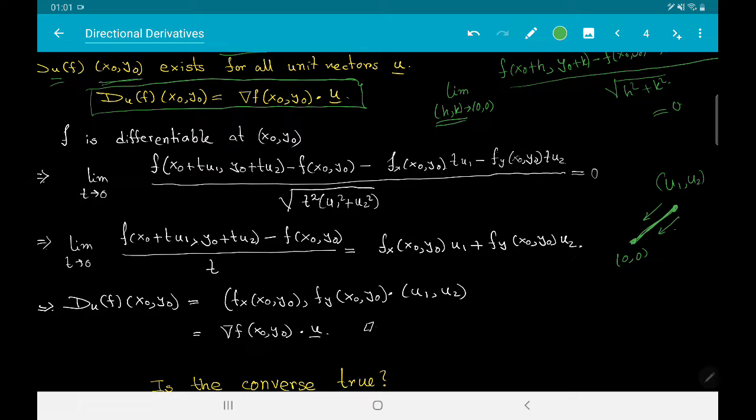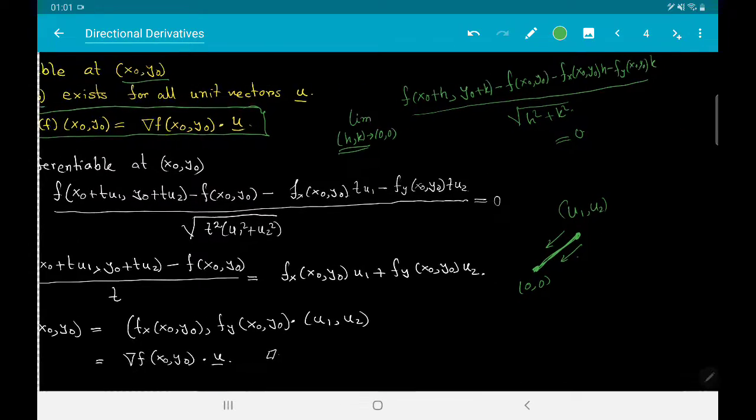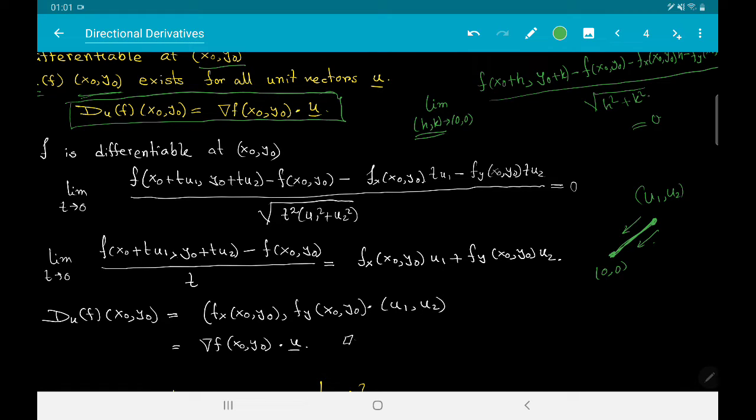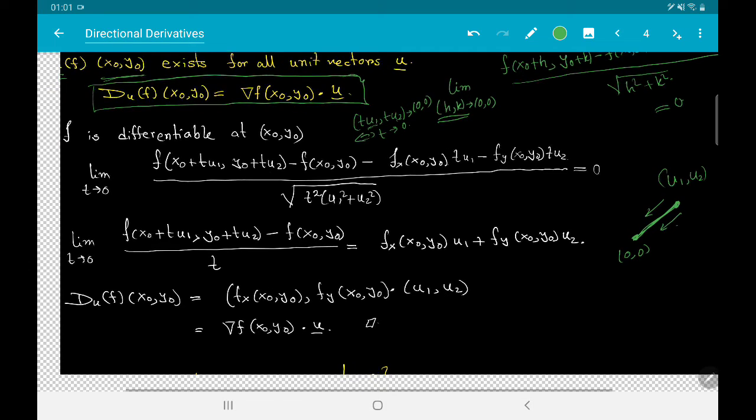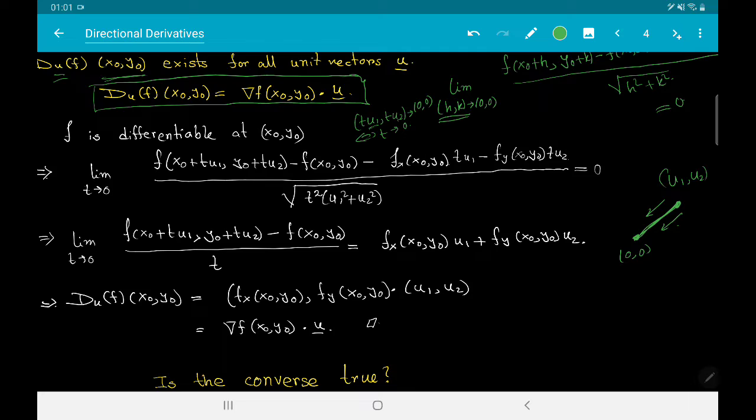So this is what we do. We take h and k as follows. We take h to be equal to t u1, k to be equal to t u2, and we see that (t u1, t u2) approaches (0, 0) if and only if t approaches 0. Note that the vector (u1, u2) is a unit vector. So we see that this limit is equal to 0, and we again use the fact that u1 square plus u2 square is equal to 1 to come to a rather simplified limit.